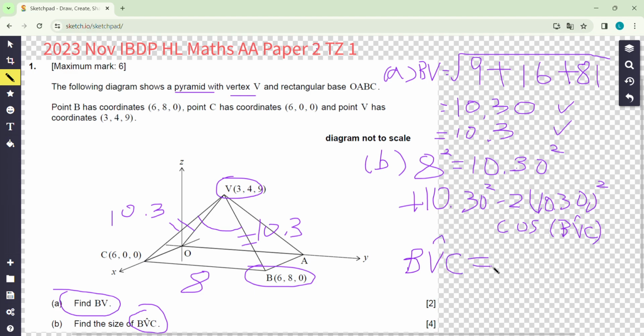So this one is 0.798. You can use the gradient, or you can use the degree. Just make sure you know the mode of your calculator. Got it? About that.